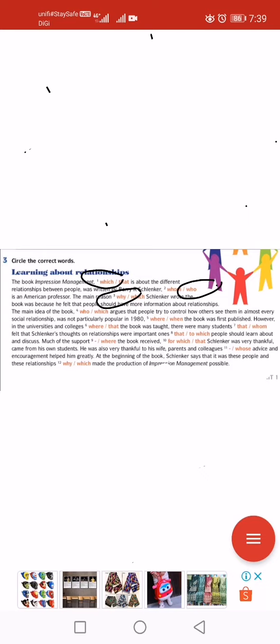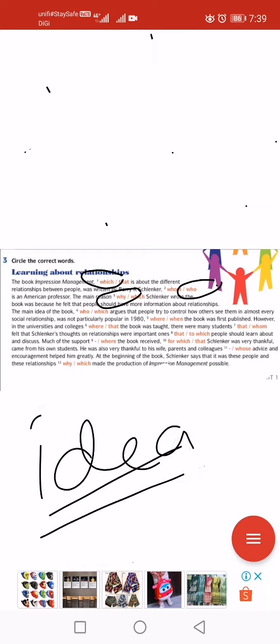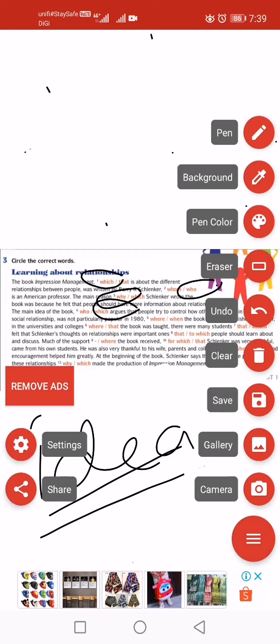Shaker, line number 3, wrote the book, line number 4, was because he felt that people should have more information about relationships. The main idea of the book, okay, we're talking about idea. This is very easy. Idea means thing. Thing cannot be who, must be which. You see, after the which got comma. Before the which got comma. Argues that people try to control how others see them in almost every social relationship.